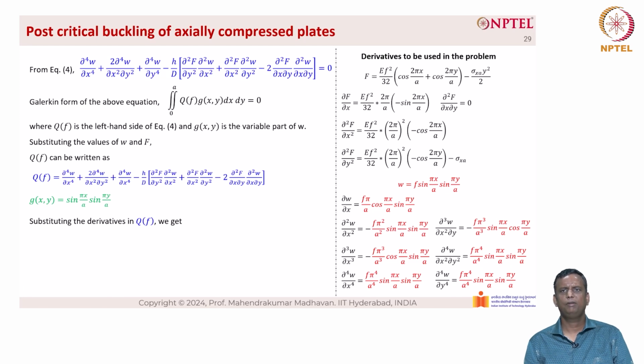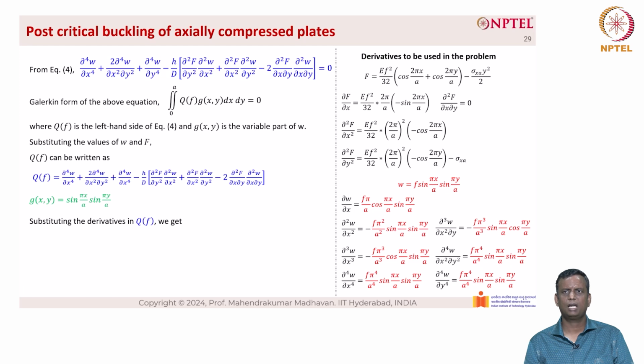And similarly, when we differentiate it with respect to y, we have ∂²f/∂y² equal to E f square by 32 into 2 pi by a the whole square into minus cos 2 pi y by a, minus sigma x a. The minus sigma x a term is to be understood because y square by 2, when we differentiate it once, becomes 2y by 2, basically y, and we differentiate it one more time, y becomes 1. So the term minus sigma x a remains same. That is why we get ∂²f/∂y² equal to E into f square by 32 into 2 pi by a the whole square into minus cos 2 pi y by a, minus sigma x a.